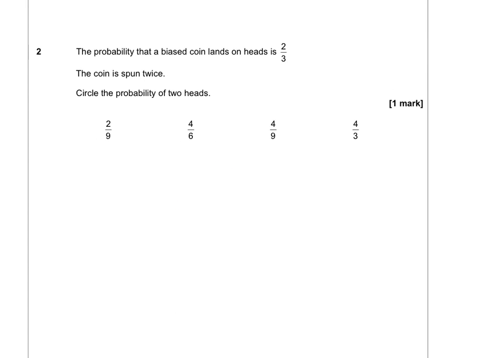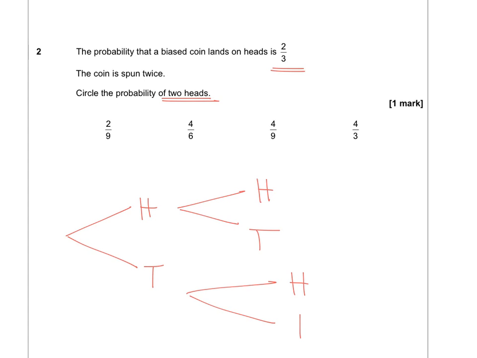Question 2. The probability that a biased coin lands on heads is 2/3. The coin is spun twice. Circle the probability of 2 heads. So if we were to draw out a tree diagram here, which we could do because there is space below for working, and just because these are multiple choice questions doesn't mean that we don't have to do working or that we should be able to necessarily get the answer straight away. We may have to do some working.